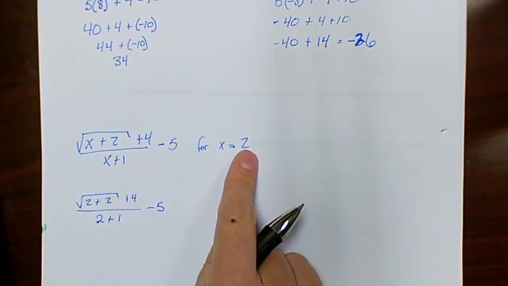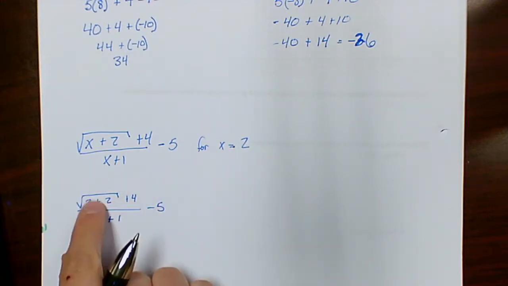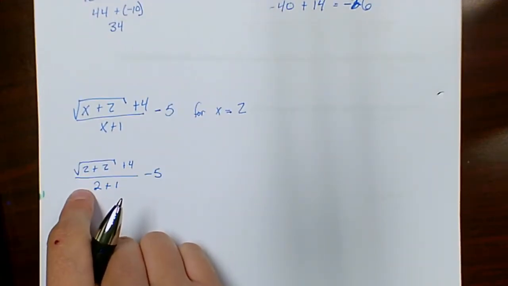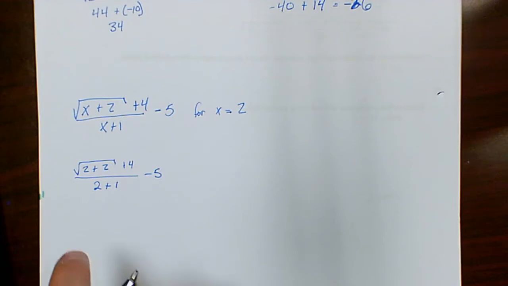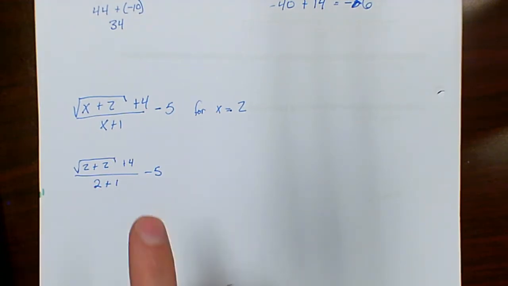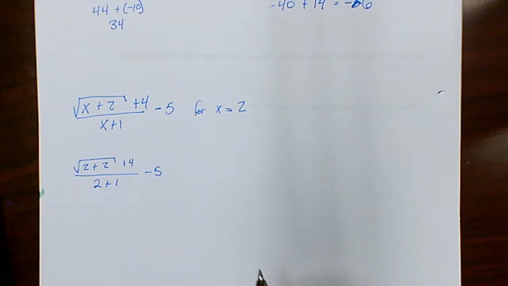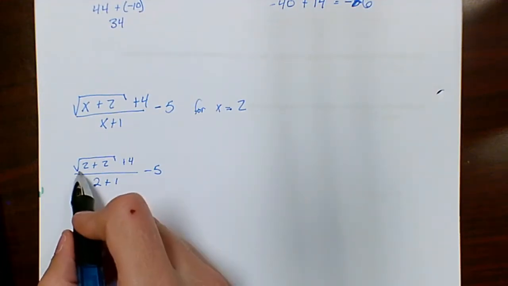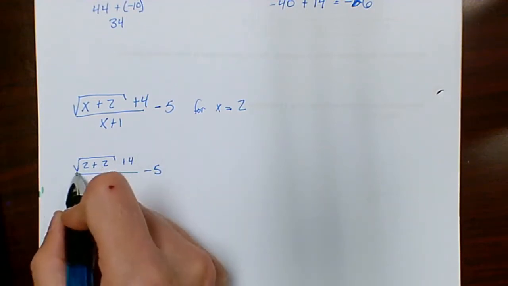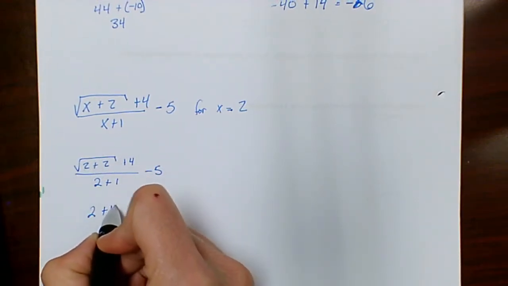Now since this 2 is positive, I did not go ahead and put the 2 in parentheses. If you want to, you can go ahead and do that. If the 2 were negative, I would have put negative 2 in parentheses just to make sure that I did not lose a sign. 2 plus 2 is 4, but we're going to square root that, so we get 2.